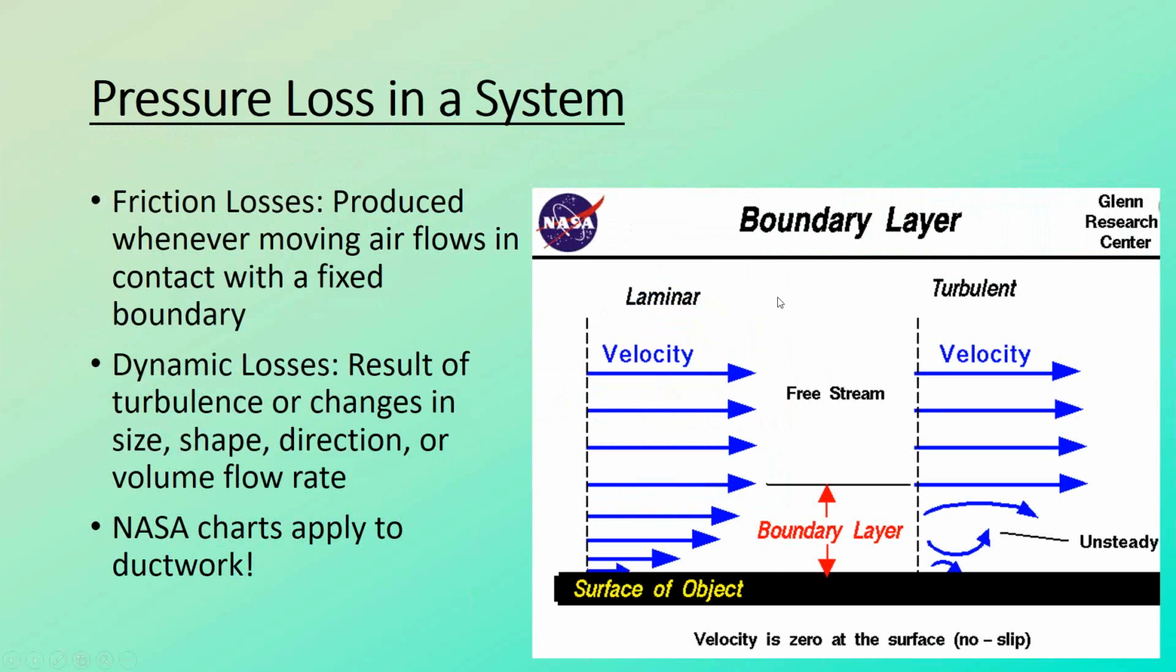So if we look at a flow profile in a duct, you can basically assume at the surface of the duct the velocity is zero, and then as the velocity increases toward the center of the duct, this area right here, the boundary layer, is where all your friction is going to be. And then we have dynamic losses. So this is going to be a result of changes in direction, shape of the ductwork, flow rate.